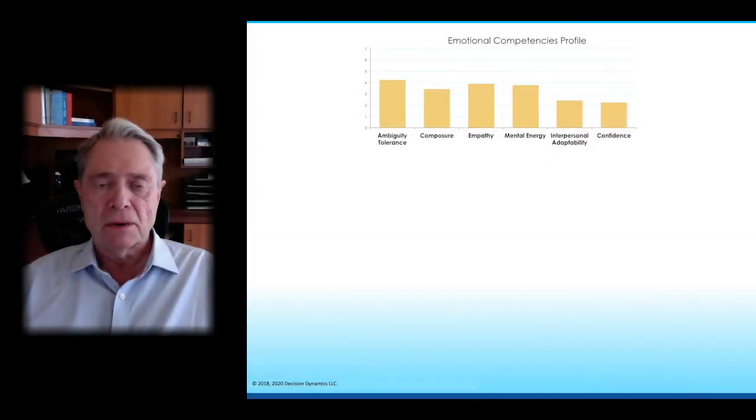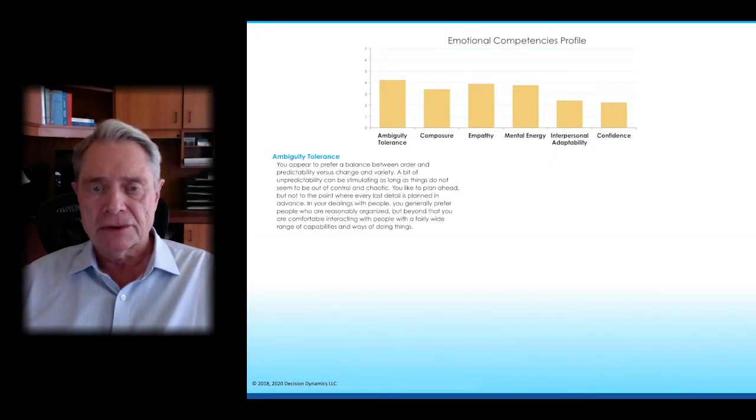Having completed our tour of the 6 emotional competencies, I'd now like to take you on another little tour, in this case, to look at the profiles of people who've actually been assessed using the Decision Dynamics Emotional Competencies Assessment. So the first one we're going to look at, you can see right here on the screen.